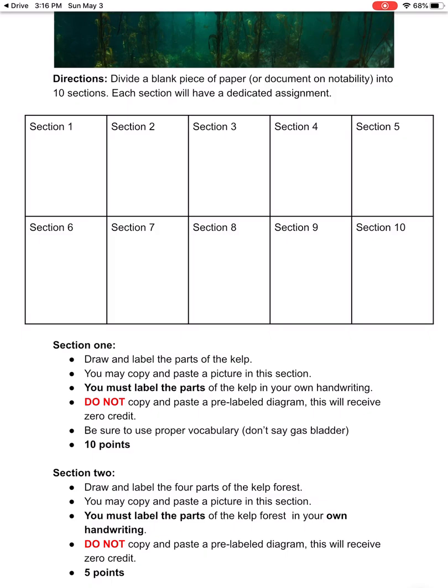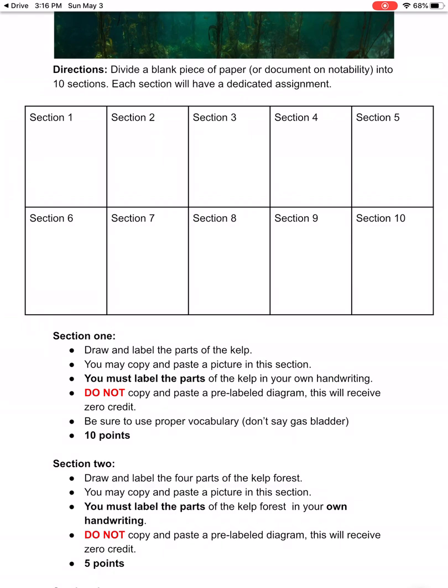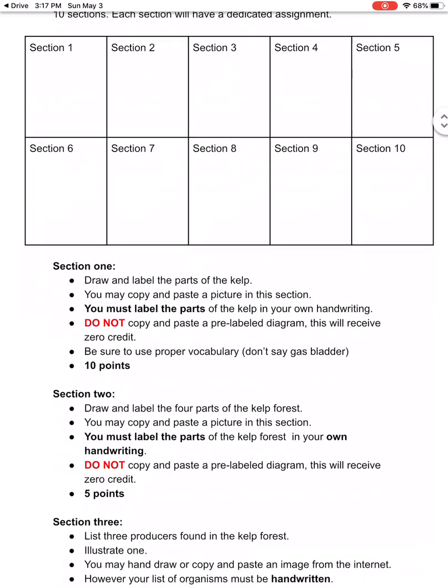Okay? Then in section 2 up here, you are going to draw and label the 4 parts of the kelp forest. You again can copy and paste a picture into it, but you're going to label the canopy, the mid-story, the holdfasts, and the seafloor in your own handwriting. Again, if you copy and paste a pre-labeled diagram, no points.